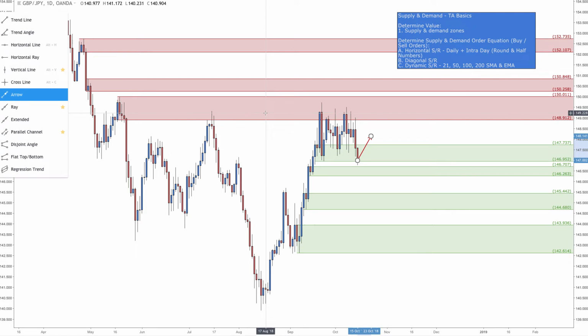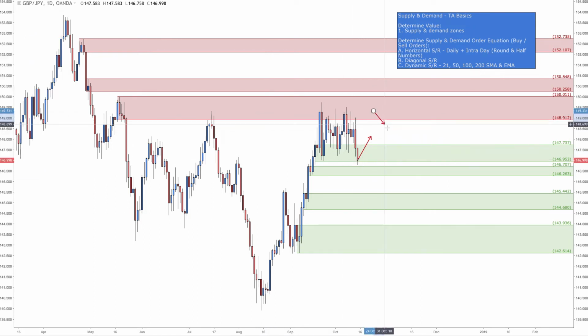So this is potentially a buying opportunity on a lower time frame. This will be your first selling opportunity. Again, buying here, if you think that the pound is going to get stronger against the yen, be a buyer. If you think the yen is going to get stronger than the pound, risk off sentiment, then you're looking to get short in this area.